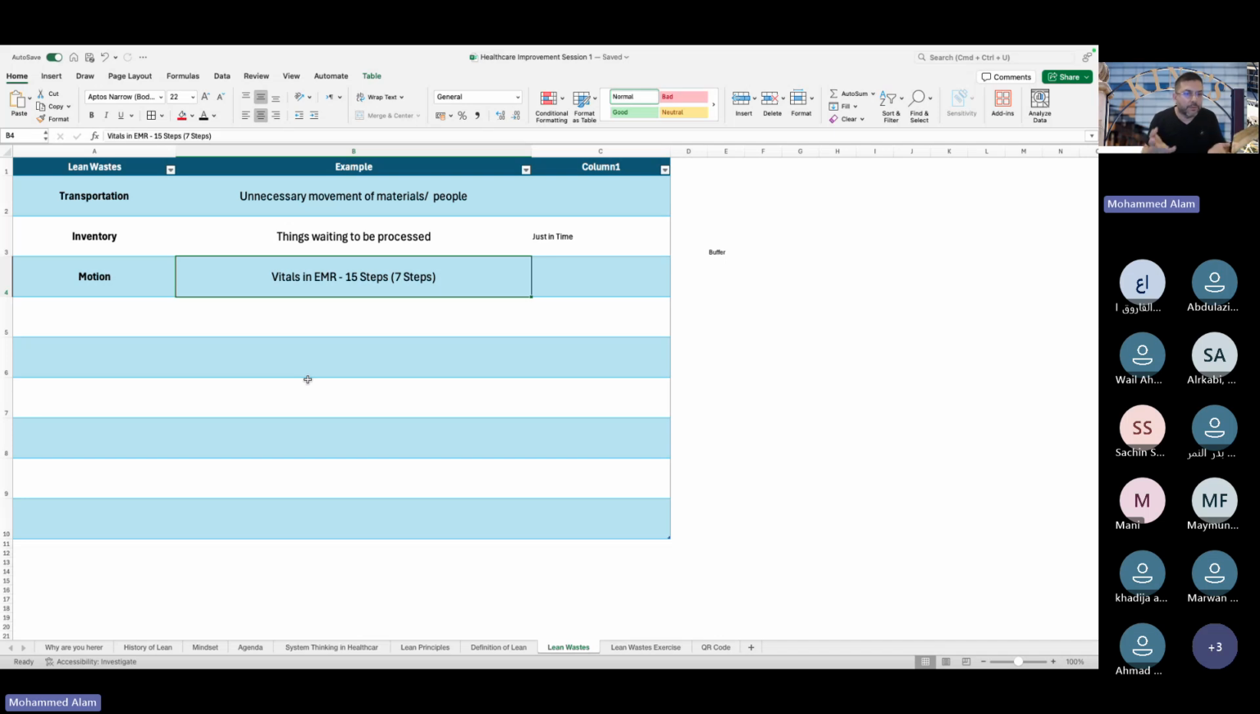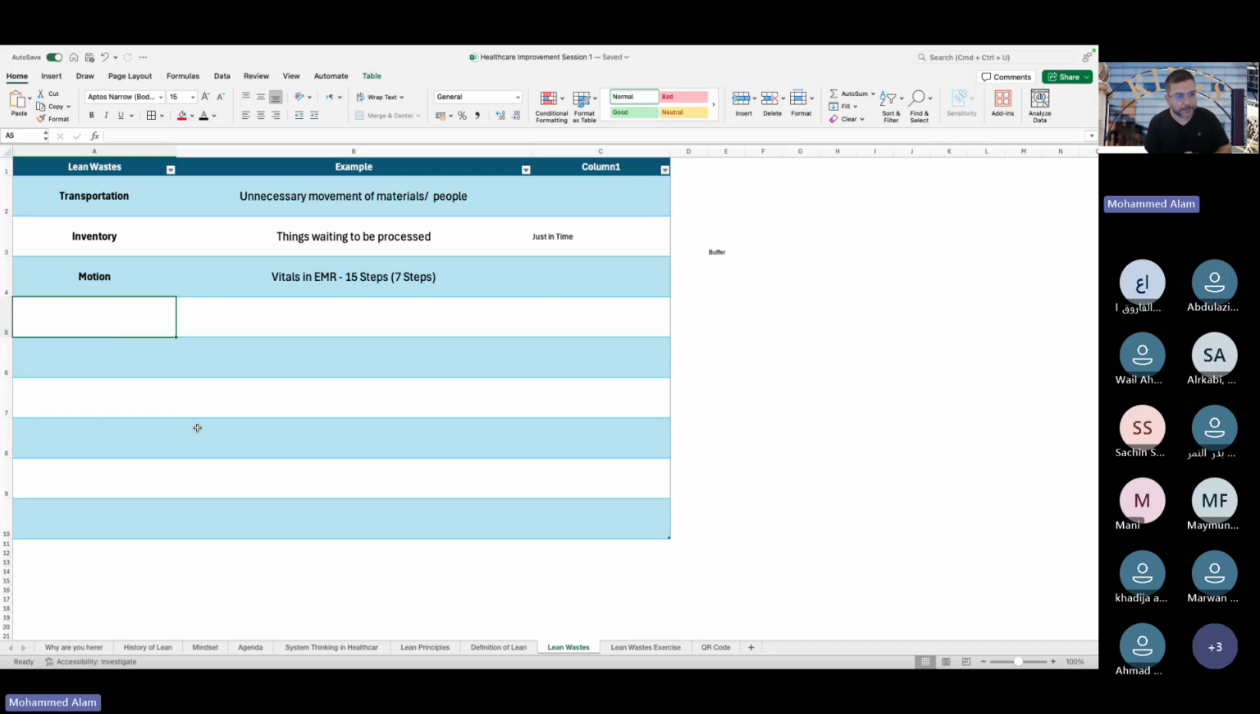What if we make entering vitals in the EMR a very smooth process, a 7-step process, 5-step process, 3-step process? What if all the consumables used by nurses are placed in one location, so that the nurse doesn't have to move to multiple locations? You eliminate the motion waste. So this is the concept of motion waste.